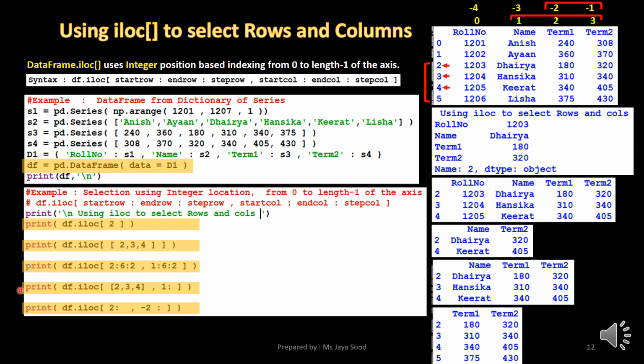The next statement, print df.iloc a list of row indexes 2, 3, 4, comma 1 colon will select the rows with index 2, 3, 4 and will select all the columns from column 1 till the last column. The next statement, print df.iloc 2 colon comma minus 2 colon will start the row selection from the row index 2 till the last row and the columns from the second last column till the last column as shown here in the output.